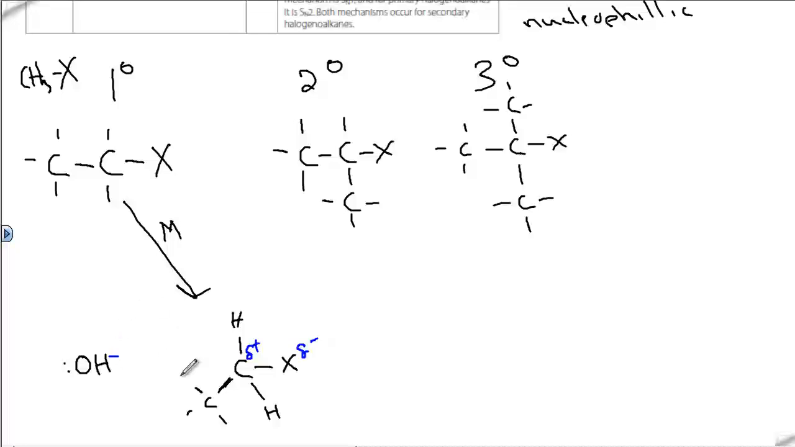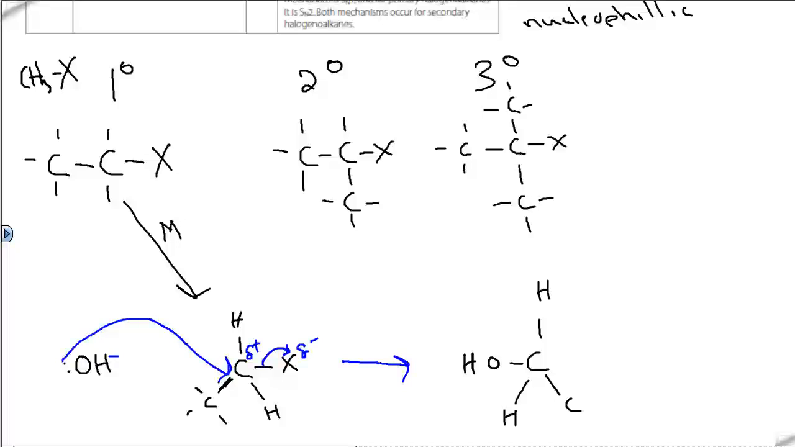So when these two approach each other, this pair of electrons approaches that carbon, and this pair of electrons leaves with that, because this is a leaving group. So the end result is that we get carbon and over here we'd have our OH.